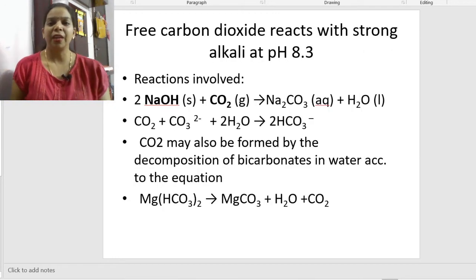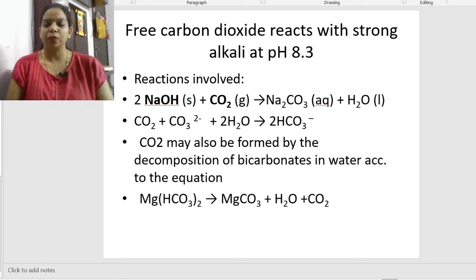Free carbon dioxide reacts with strong alkali at pH 8.3. 8.3 to 10 is the working range of phenolphthalein. Phenolphthalein is the indicator which gives pink color in basic medium. So when we add a few drops of phenolphthalein in our water sample, if it turns pink, it means CO2 is absent. If it doesn't turn pink, it means there is some amount of CO2 present in that sample, and we can titrate that CO2 with the given solution of sodium carbonate to estimate its exact amount.